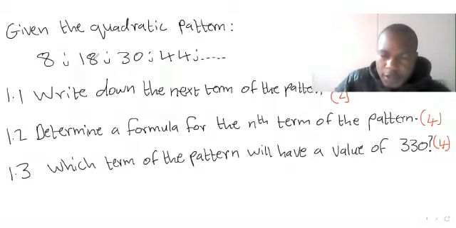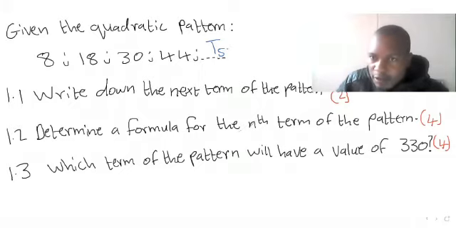So now the question reads, given the quadratic pattern, 8, 18, 30, 44, and so on and so forth, they want us to write down the next term of the pattern. So the next term would be T5. So we need to come up with T5. So like we said, we will need to find the first difference, then the second difference.